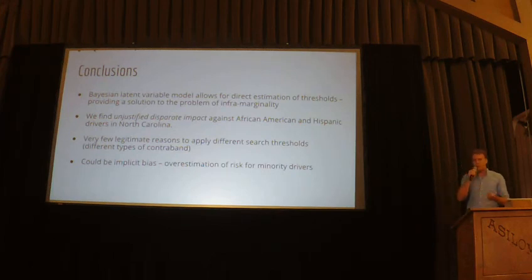Our test also can't distinguish between implicit bias and explicit bias. So explicit bias is when officers are consciously applying lower standards to minority drivers. Implicit bias is when they're consciously applying the same standard, but they're systematically overestimating the risk of minority drivers carrying contraband.